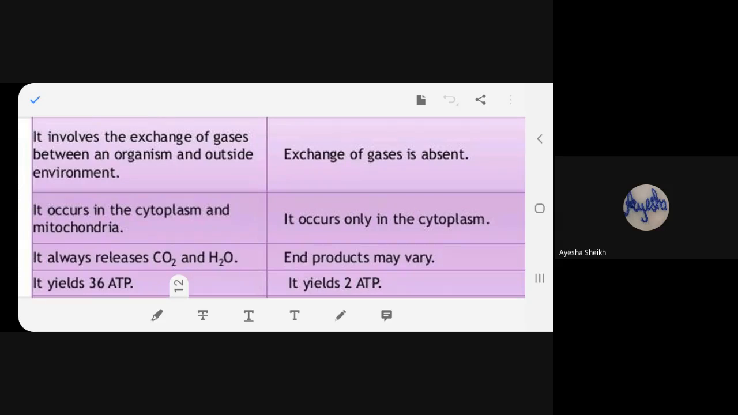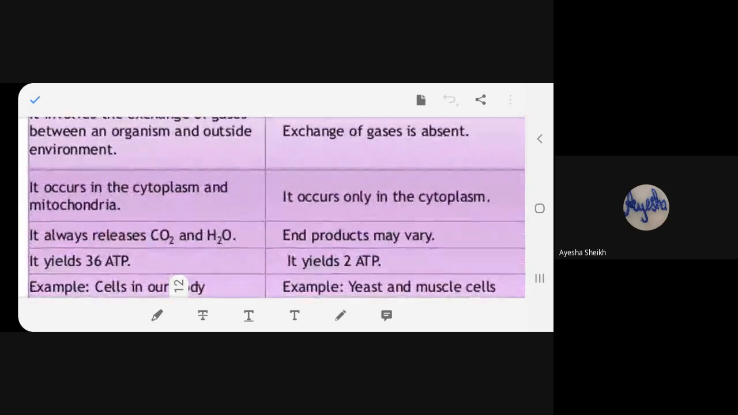Aerobic, where does it take place? It takes place in mitochondria and cytoplasm. Whereas in anaerobic respiration, it is occurring only in the cytoplasm. What does it produce in aerobic? Carbon dioxide and water. And what does it produce in anaerobic? It may become carbon dioxide and alcohol, or it may become carbon dioxide and lactic acid. Remember, it gives you pain, the muscular spasm, the cramps that you get in your body. That is due to the presence of lactic acid.